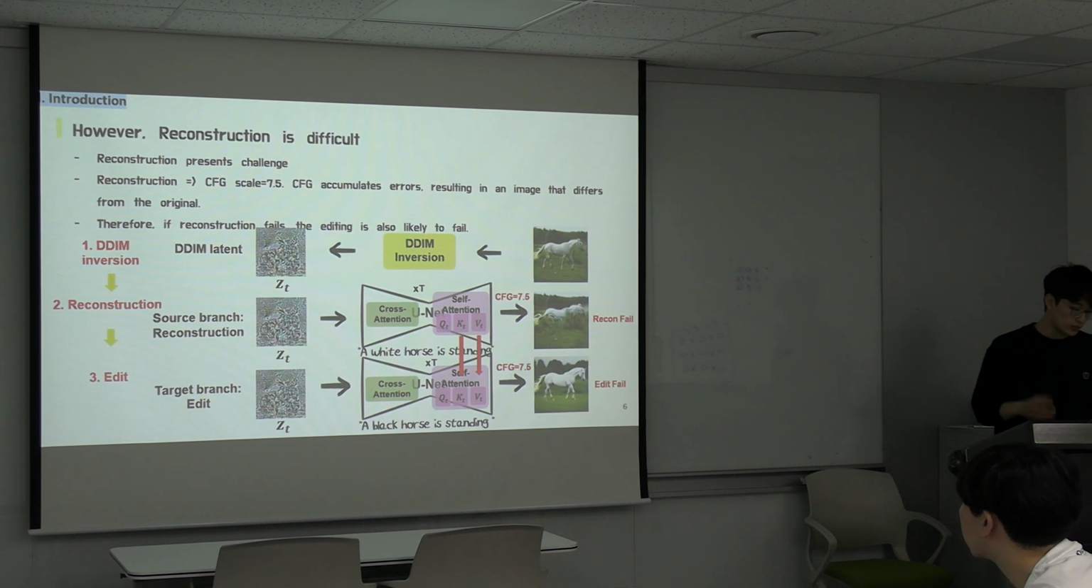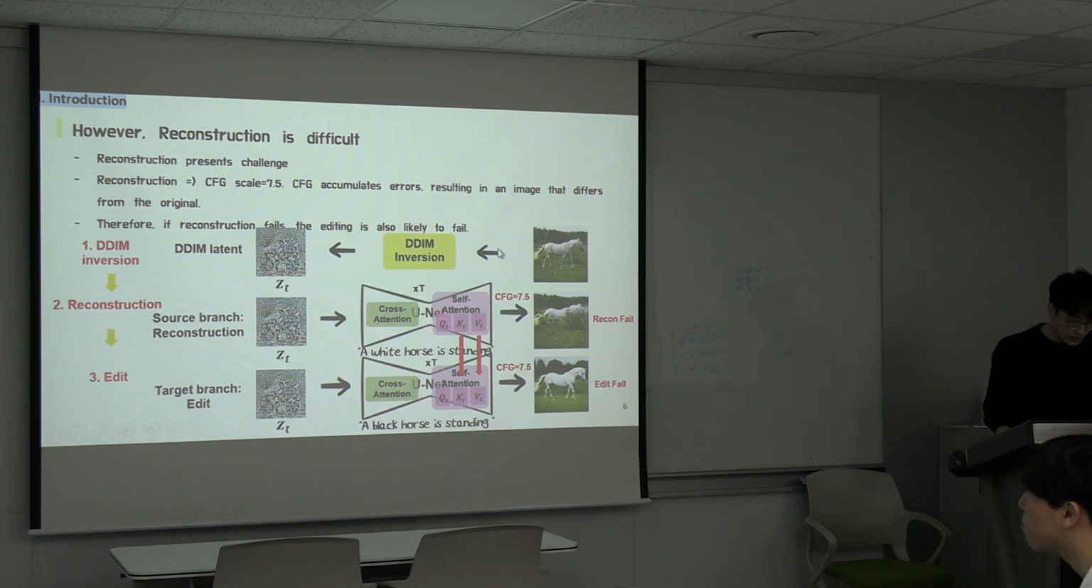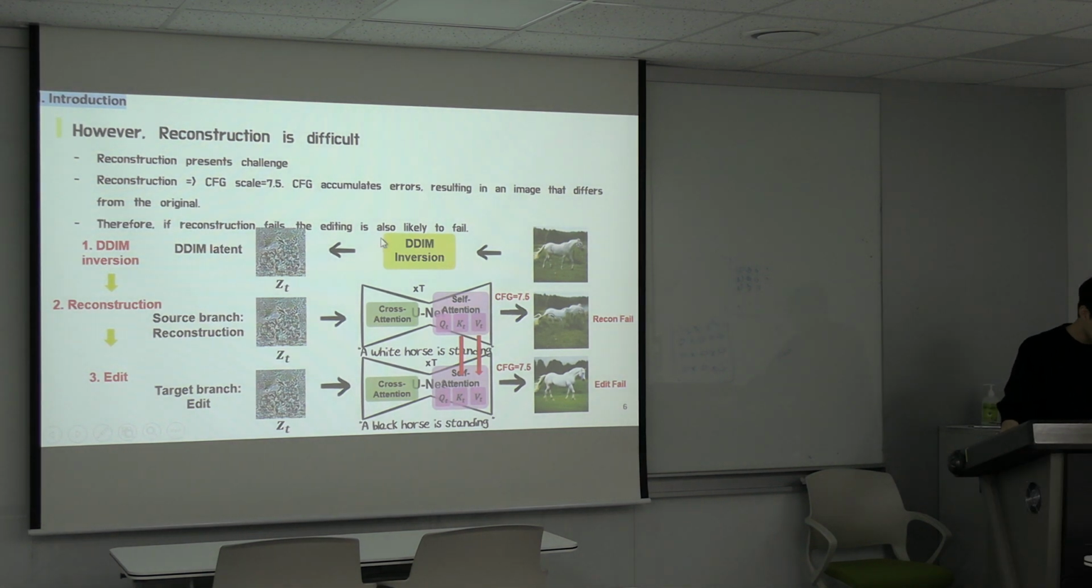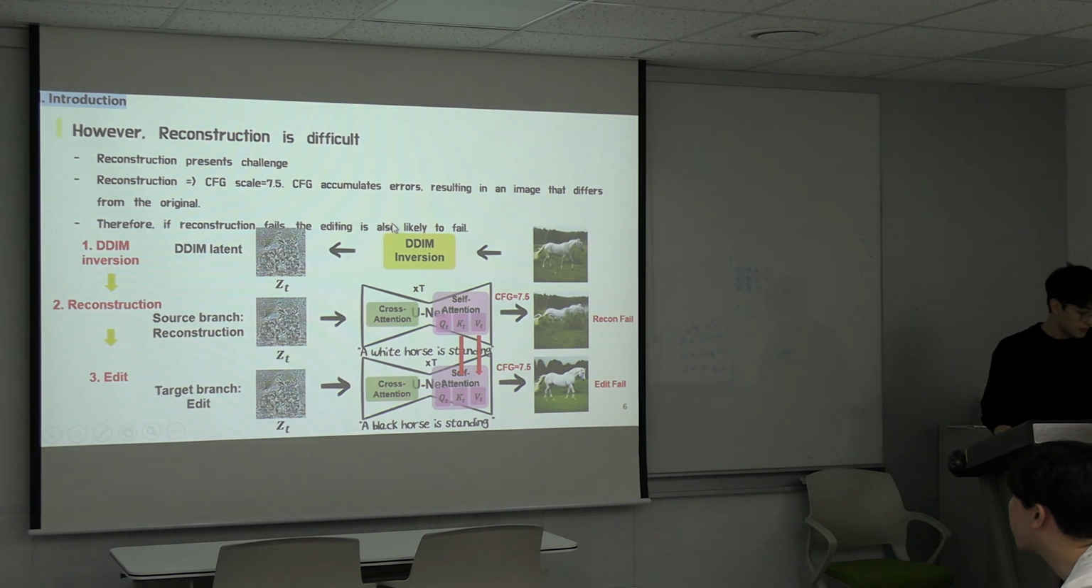However, there was a problem. The reconstruction is challenging. This is because for DDIM inversion, Gaussian noise is added to the original image, so we can get this DDIM latent. But in this DDIM inversion process, the conditions such as the user's text prompt are not taken into account.